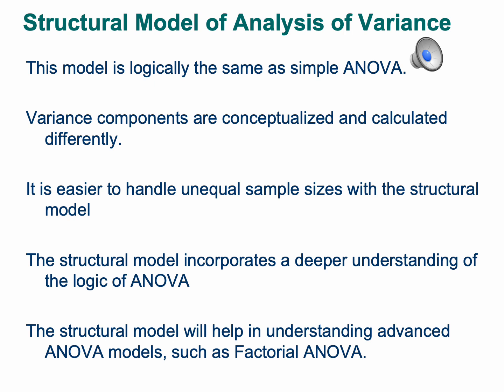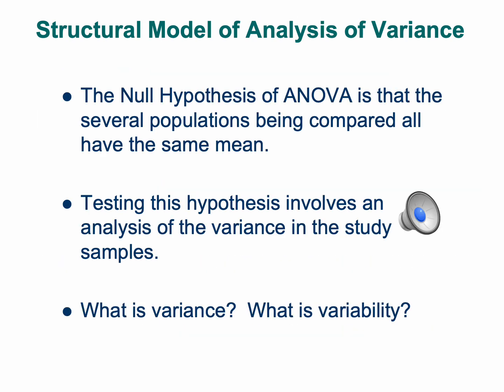And the structural model will help you understand more advanced ANOVA models, such as factorial ANOVA and multivariate analysis of variance and things like that. So there are advantages now to transitioning to including more than 2 means and beginning to conceptualize the variance contrast a little bit differently, in a little more complex fashion. Structural model of the analysis of variance.